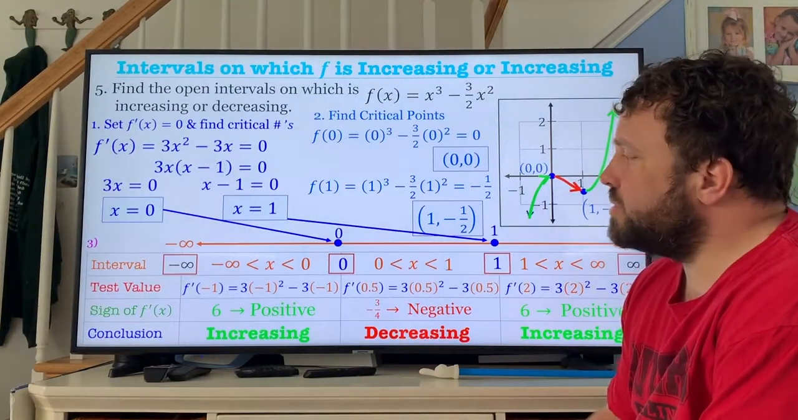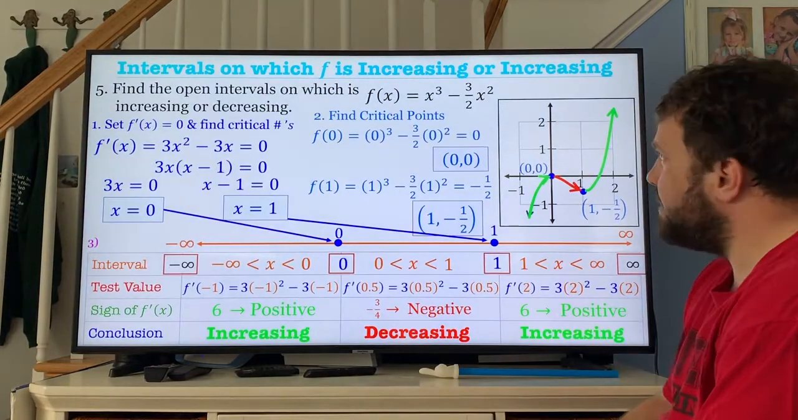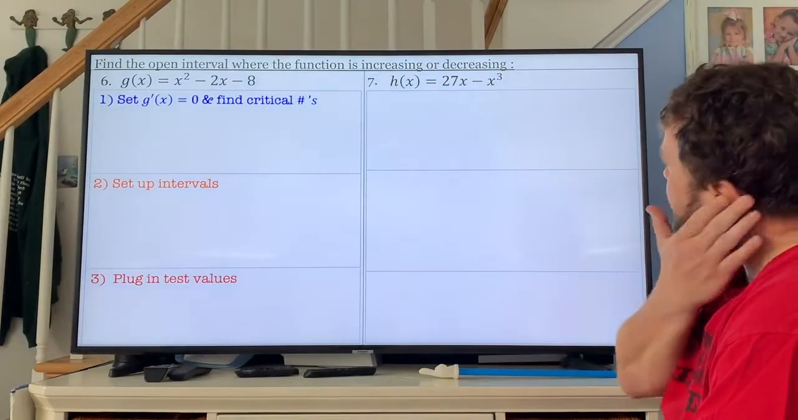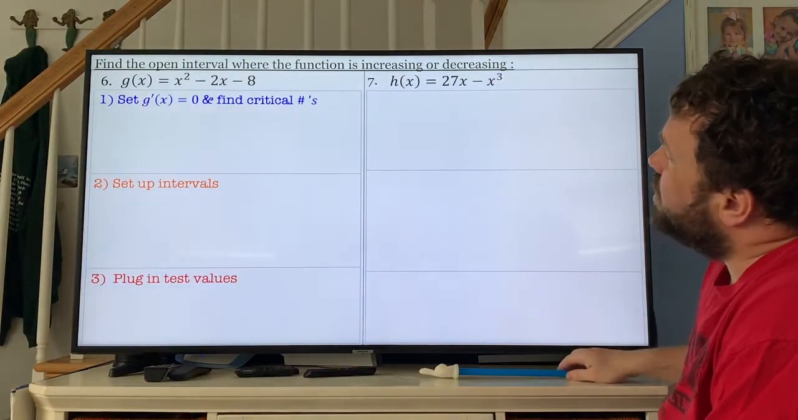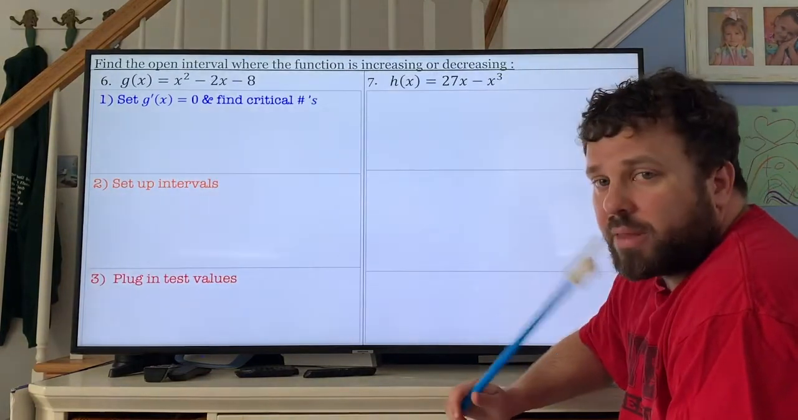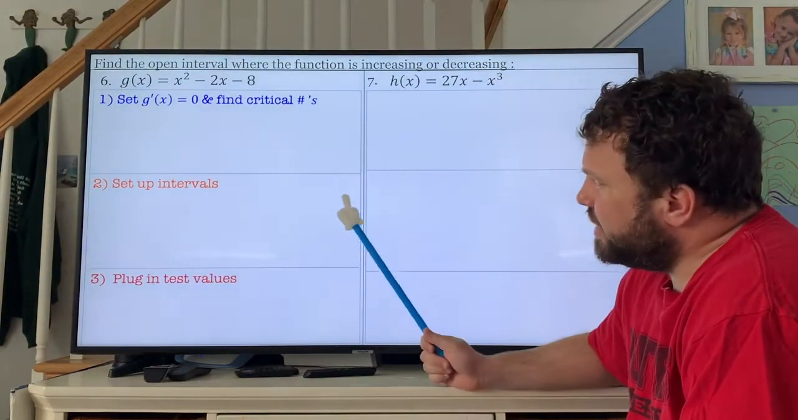So hopefully you're able to do that. I think we have one more problem we'll do today. And we'll see how it goes. So what I want you guys to do is try problems 6 and 7. I want you to find the open interval on which these functions are increasing, decreasing. Alright, hopefully you did it.